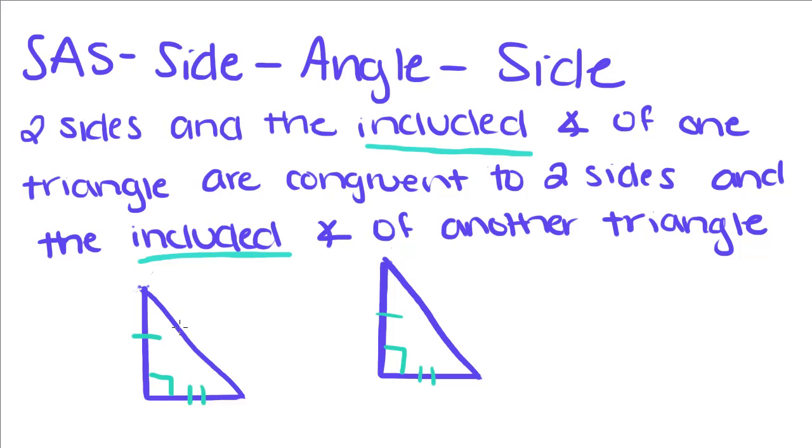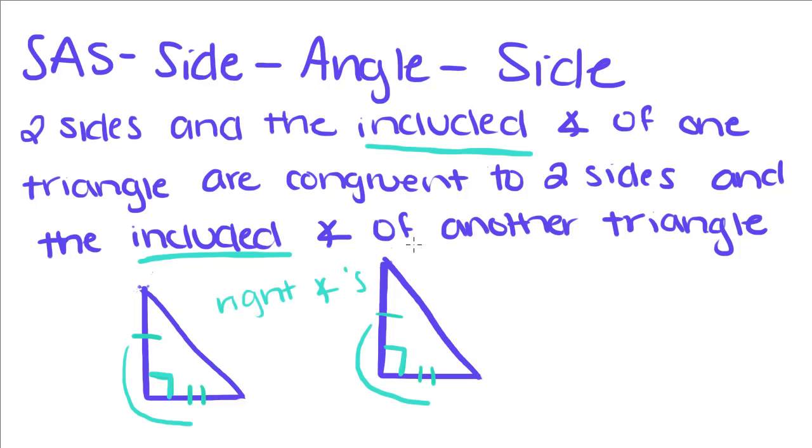So for these two triangles, I know that this side is equal to this side, is congruent to this side, and I know that this angle, which is between these two sides, and this angle between these two sides are both right angles.